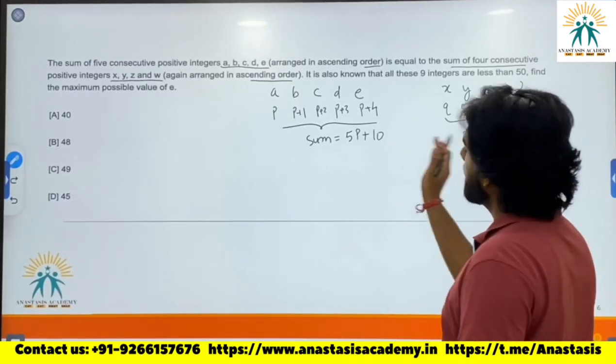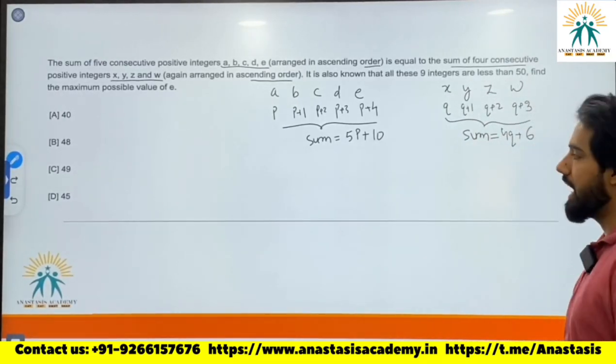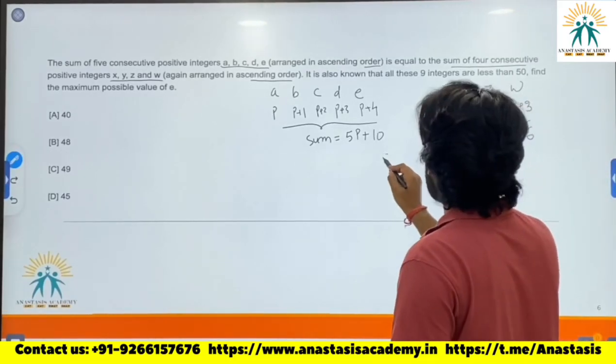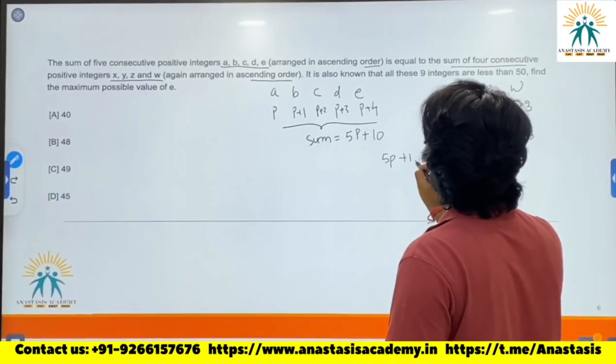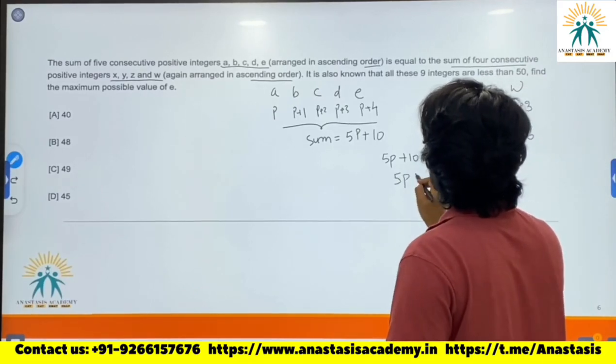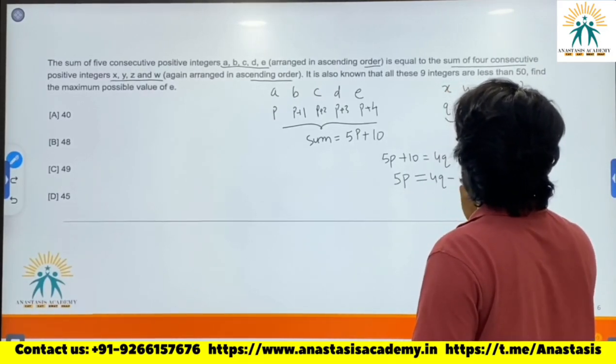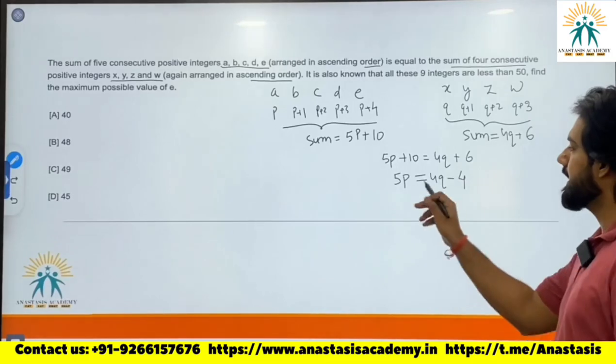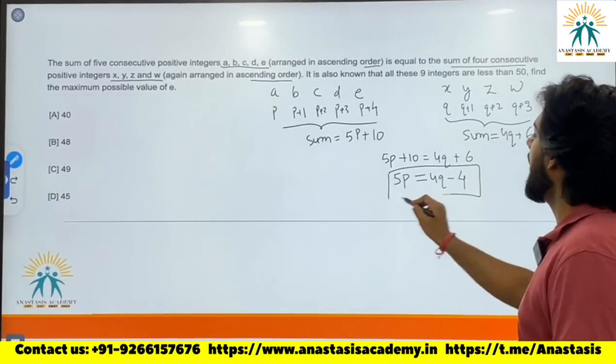And these two sums are given as equal. So 5p plus 10 is equal to 4q plus 6. From here 5p becomes 4q minus 4, which is the relation of p and q.